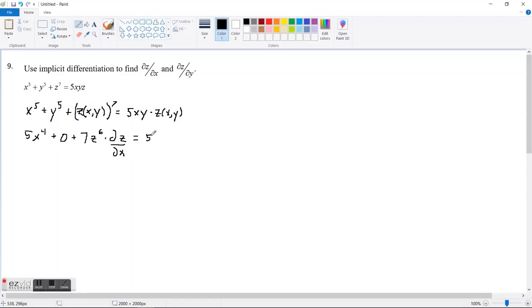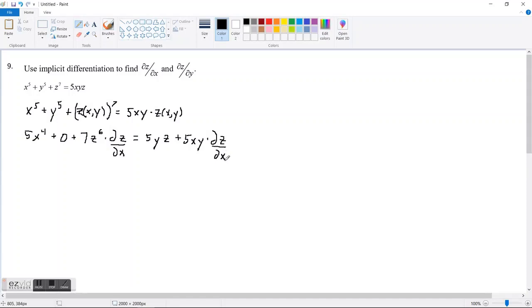Okay. Then on the right hand side we need to use the product rule because we have a product of functions of x, so we get 5y times z, which is a function of x and y, plus 5xy times the partial of z with respect to x.